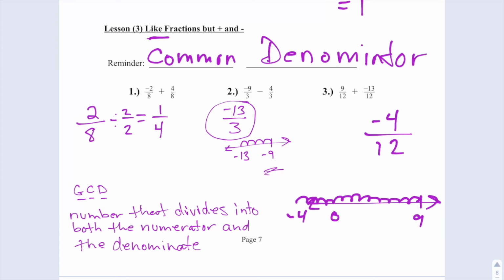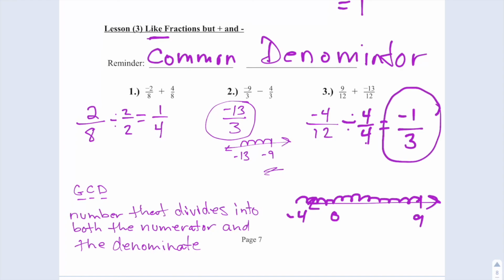But if you think about the GCD of what can divide into 4 and 12, we know that 4 can go into 4 and 4 can also go into 12. I'm going to move this. So since 4 goes into both of these, we divide by 4 over 4. And negative 4 divided by 4 is just negative 1. And then 12 divided by 4 is 3. So the solution to this example is negative 1/3.